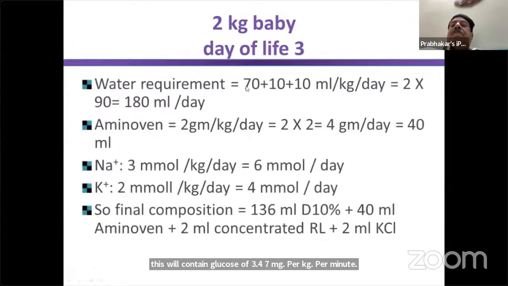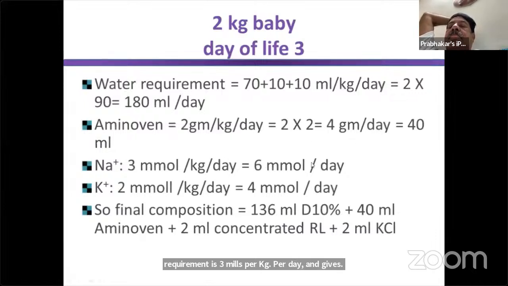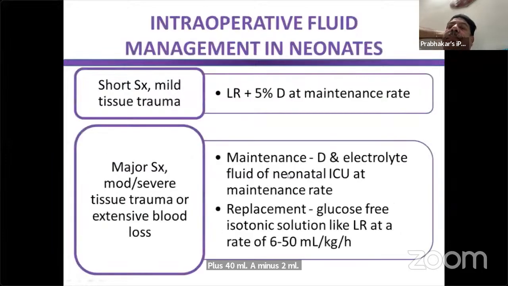Now if the same baby goes to day 3 of life, then 90 ml per kg per day, so 180 ml per day will be required. Aminoven will give 40 ml. Sodium requirement is 3 millimoles per kg per day, and concentrated RL gives 3 millimoles per ml. So we need to give 6 millimoles per day. So the final composition we can do is 136 ml D10% plus 40 ml Aminoven plus 2 ml concentrated RL plus 2 ml KCl.